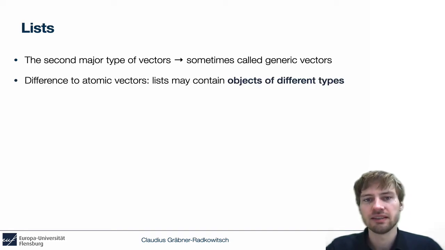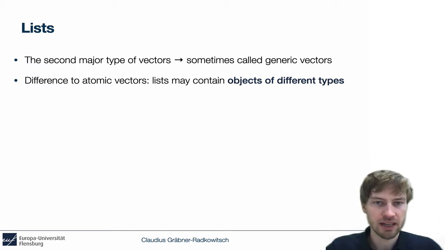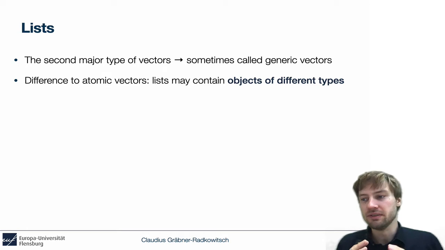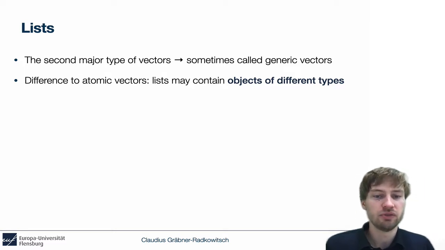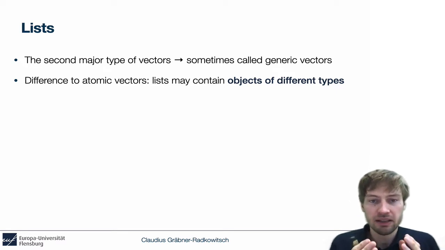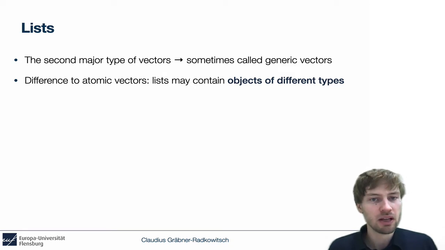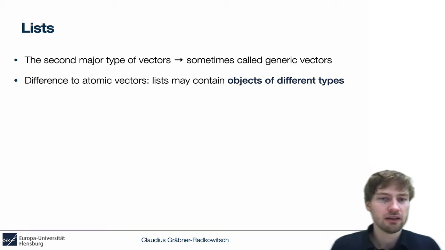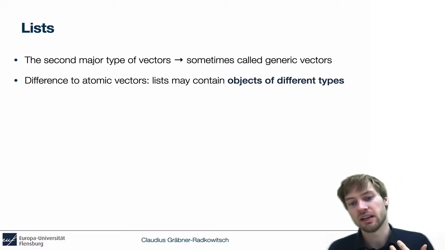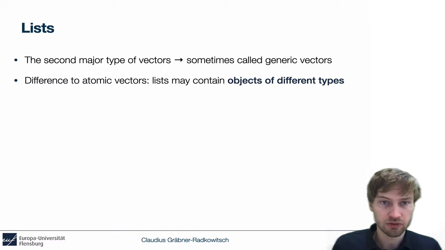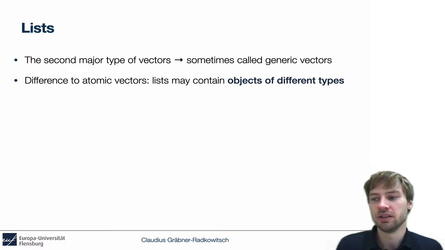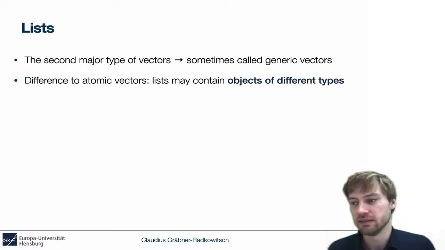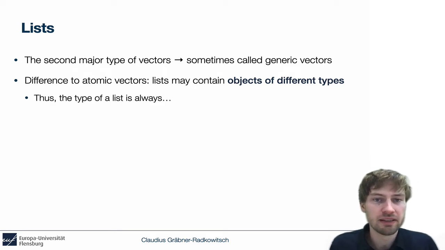The difference to atomic vectors is that they can contain objects of different types. Please note, atomic vectors were actually defined by the fact that they can contain elements only of one particular type, so that is why we actually use the subtype of an atomic vector to describe its type. So an atomic vector that only contains elements of type double was called a double vector or double atomic vector. An atomic vector that only contains elements of type logical was called a logical vector or logical atomic vector. We can't do that anymore with lists, because lists can contain objects of different types, so usually we say that a list is basically a list. To see that, the type of list is always list.